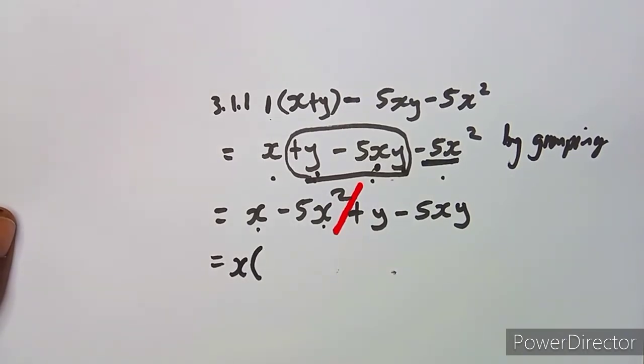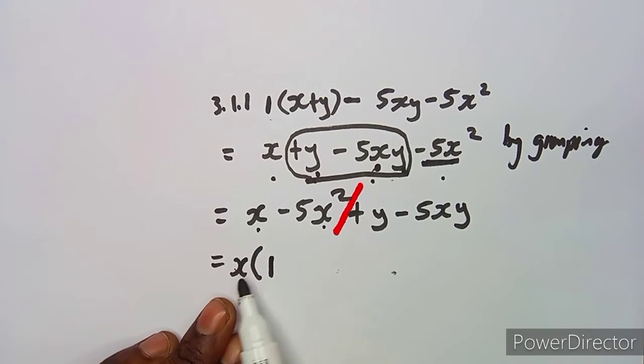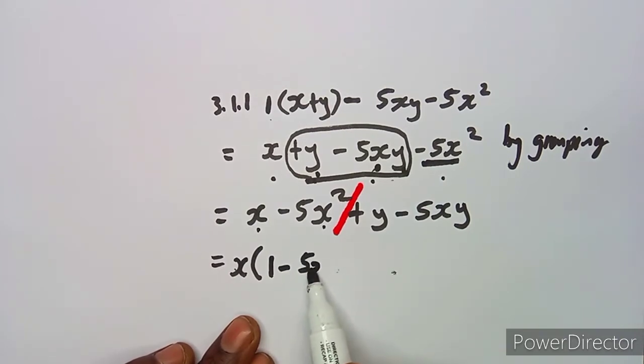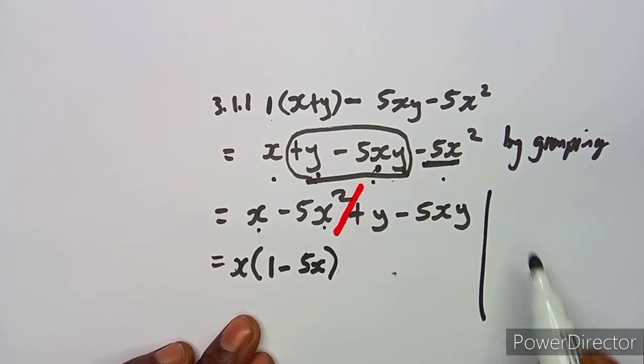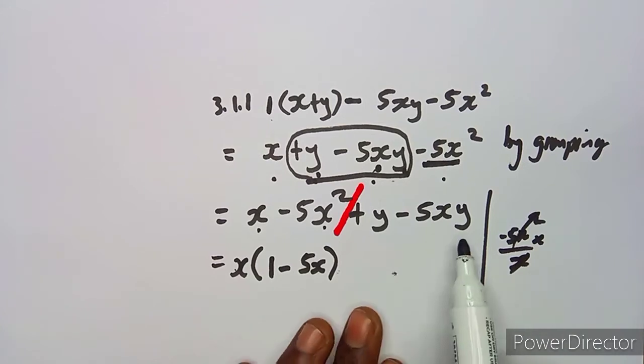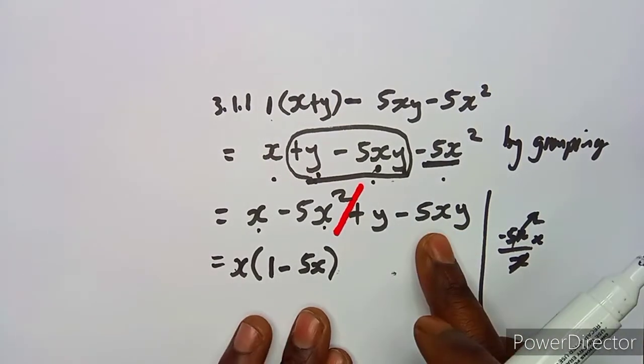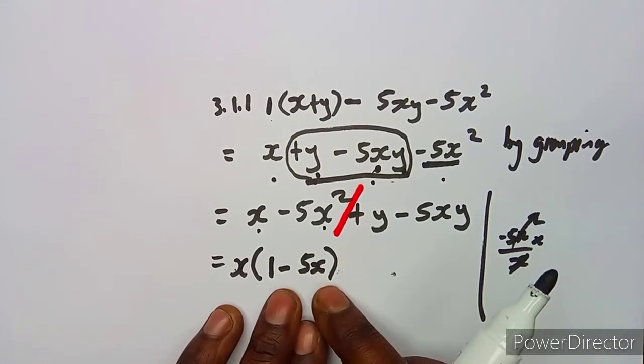Remember, you factor out x, then you divide x divided by x, which is 1, minus 5x squared divided by x, which is minus 5x. Remember guys, minus 5x squared divided by x, so this is going to be x here. Okay, then what is common on these two brackets, so that whatever we are going to have must be the same as this bracket.